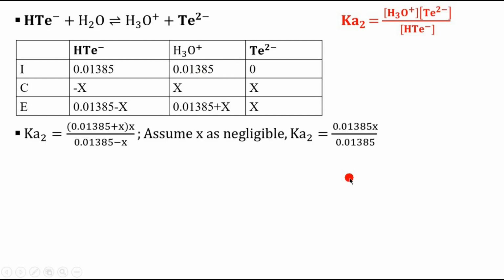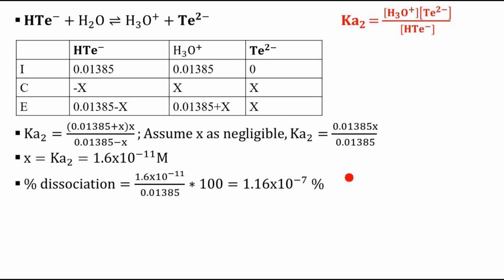We have X equal to Ka2, which is equal to this one. For us to know that it will be negligible, if we take X and add it to this one, and we don't see the change, that means it will be negligible. Here also, if you take this one minus this one and we don't see the change, that means it will be negligible.